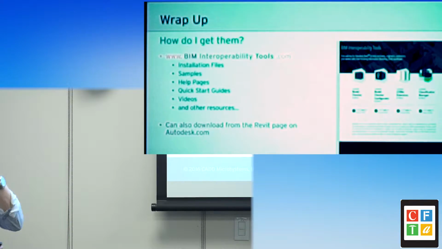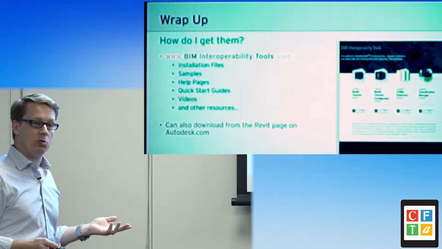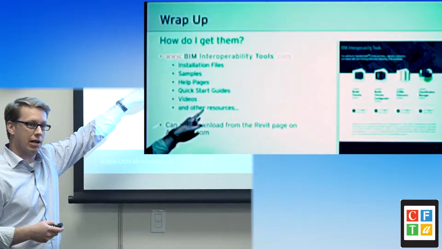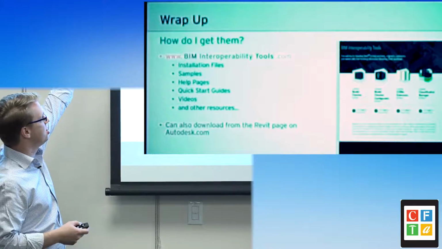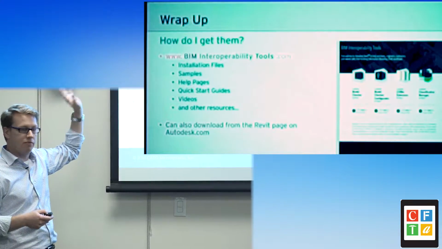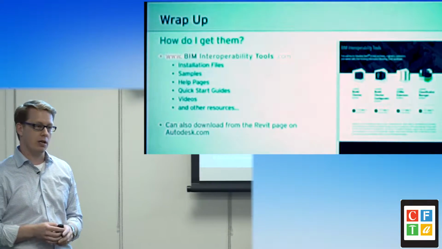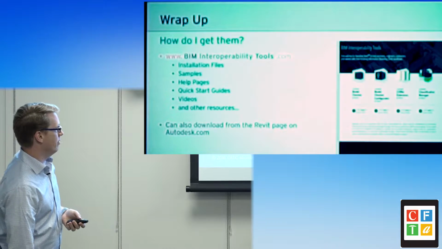Okay, where do you get them? So you can certainly go to Autodesk's website and download these tools, but if you go to this website, the BIM interoperabilitytools.com, I always have to say it slow, you get not only the install files, you get sample files, help pages, videos, quick start guides. It's a ton of stuff up there. It's all free for you guys to get to. So that's the website that hosts all of it.